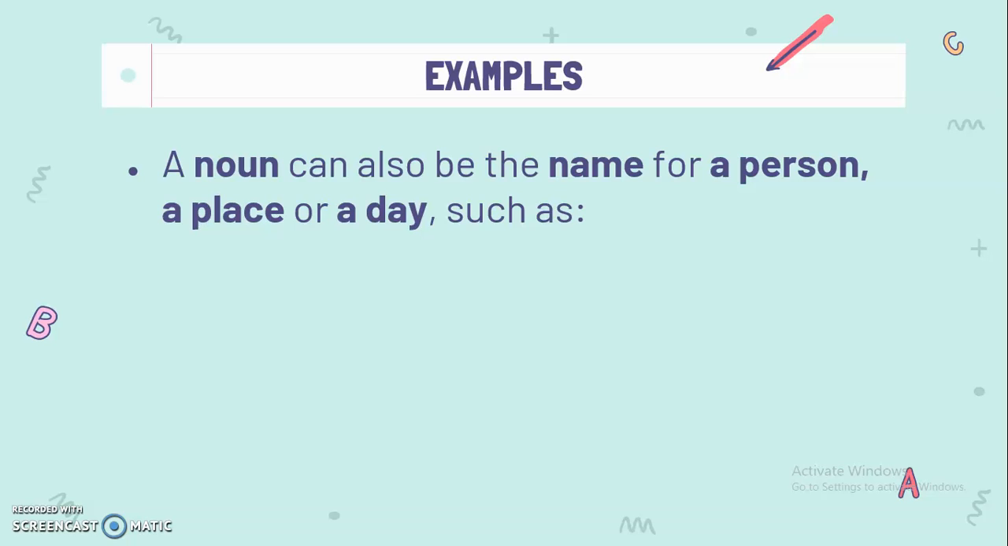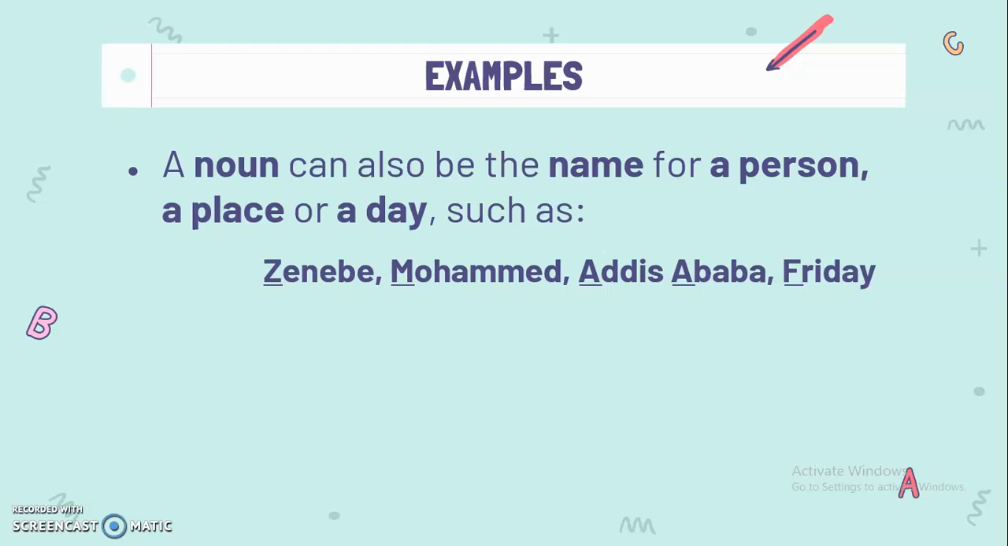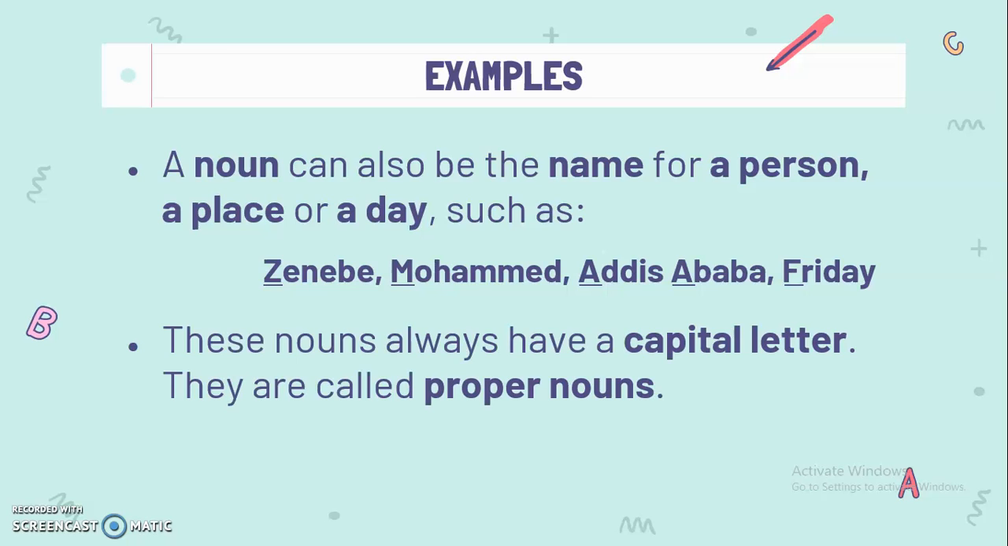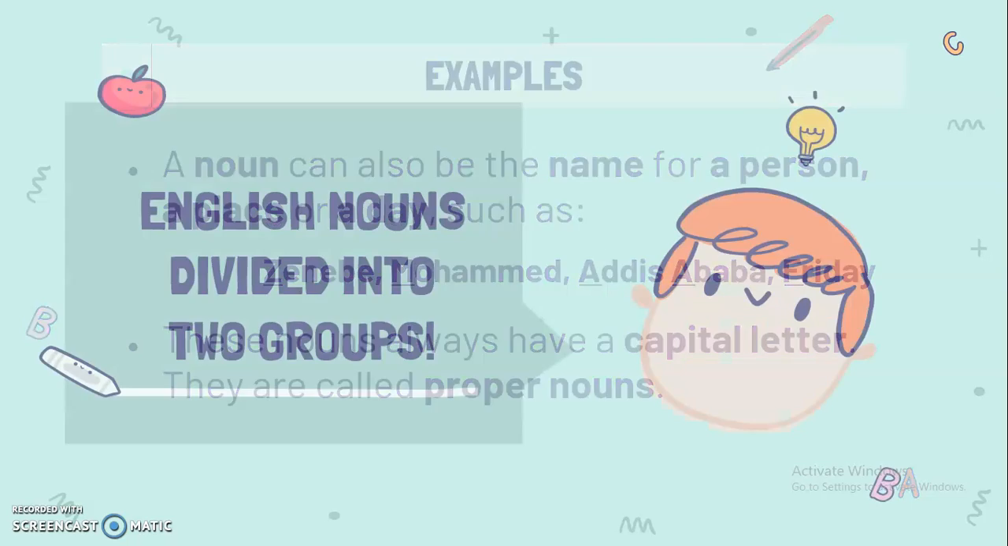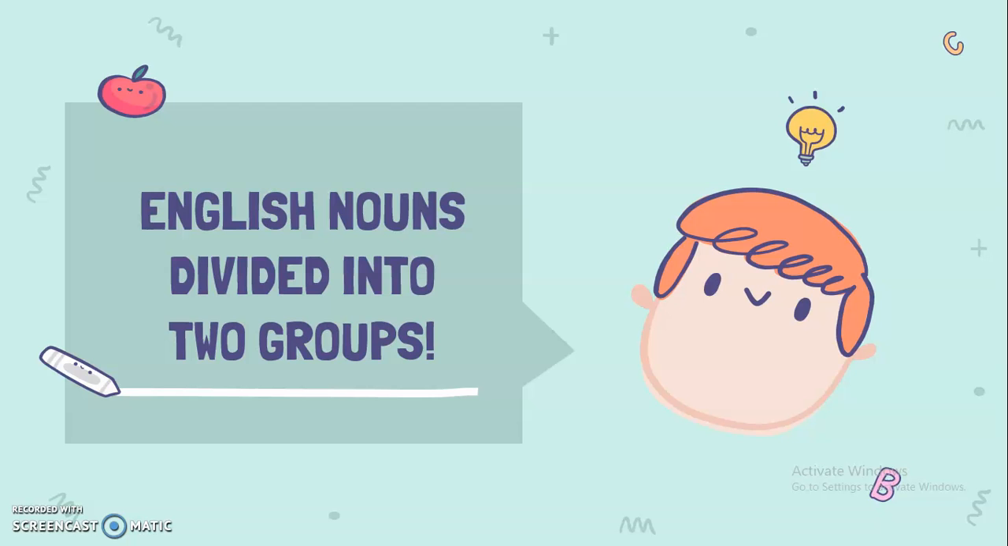Nouns can even be the name of a person, a place, or a day, as you can see in these examples: Geneva, Muhammad, Addis Ababa, Friday. These nouns are called proper nouns, and they always start with a capital letter in any part of a sentence when we write them. Now let's come to our main session.